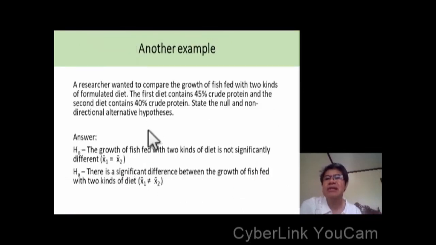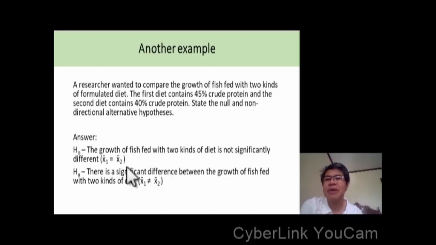Another example here is a researcher wanted to compare the growth of fish fed with two kinds of formulated diet. The first diet contains 45% crude protein and the second diet contains 40% crude protein. State the null hypothesis and the non-directional alternative hypothesis.